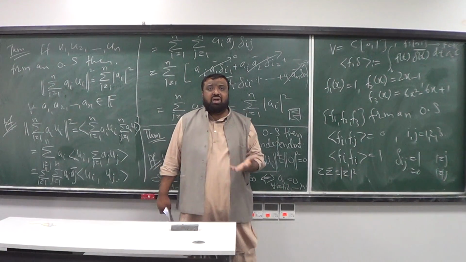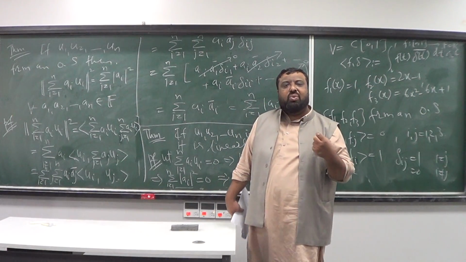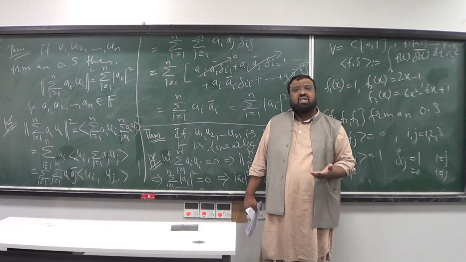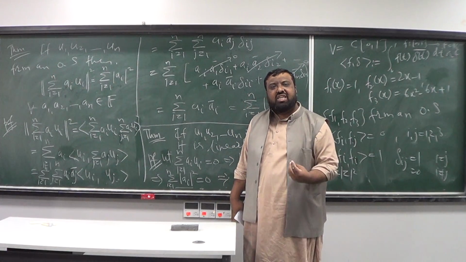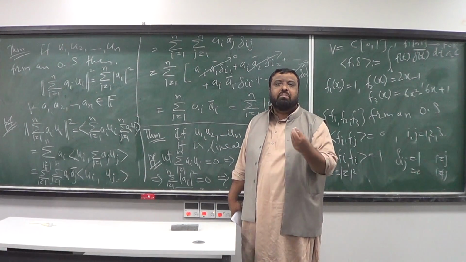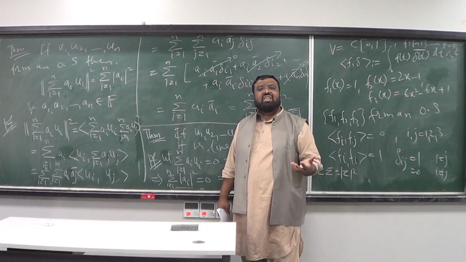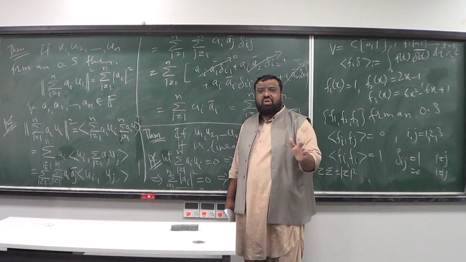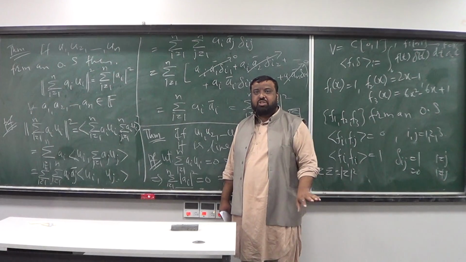Because we know from our first linear algebra course that if you have a finite dimensional vector space, for example R3, in R3 any three linearly independent vectors would form a basis for R3, because any three linearly independent vectors are going to span the entire vector space.